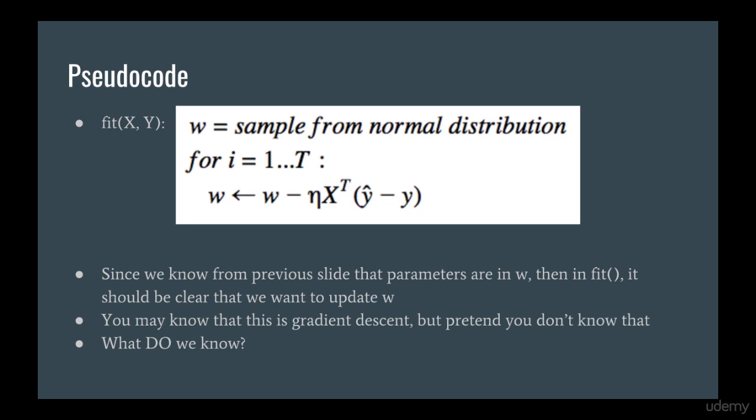In my fit function, I want to perform this loop some number of times. Since we know from the previous slide that the parameters of the model are contained in w, then it should be clear that inside the fit function, what we want to do is update w. Not surprisingly, that's what's happening here. Another good sanity check. Now, because you're already familiar with linear regression, you probably already recognize this as gradient descent. Again, I want you to pretend that you don't know that. But what do you know?